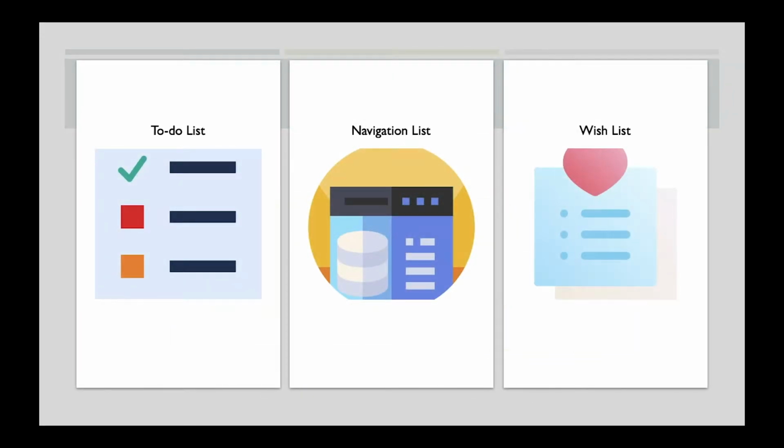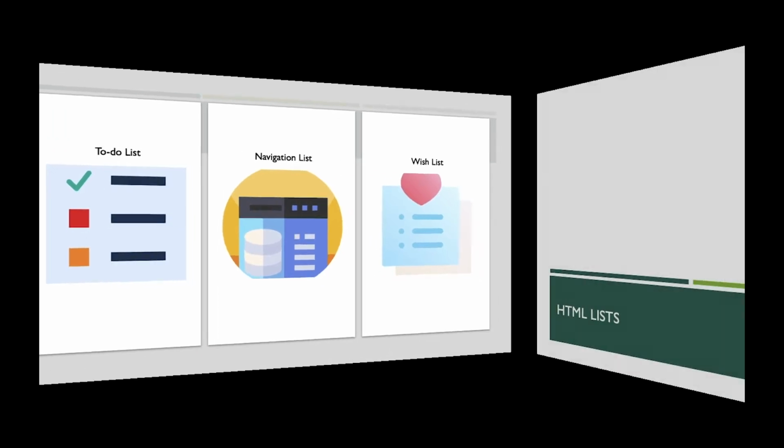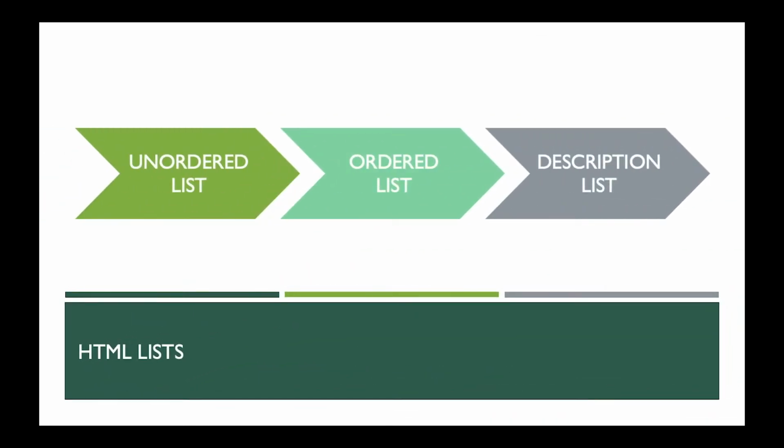Let's face it, we all have been using lists in our day-to-day lives, whether it be a to-do list, a navigation list in a website, or a wish list. In HTML, we are using lists a lot. We have got 3 different types of lists: unordered list, ordered list, and description list.